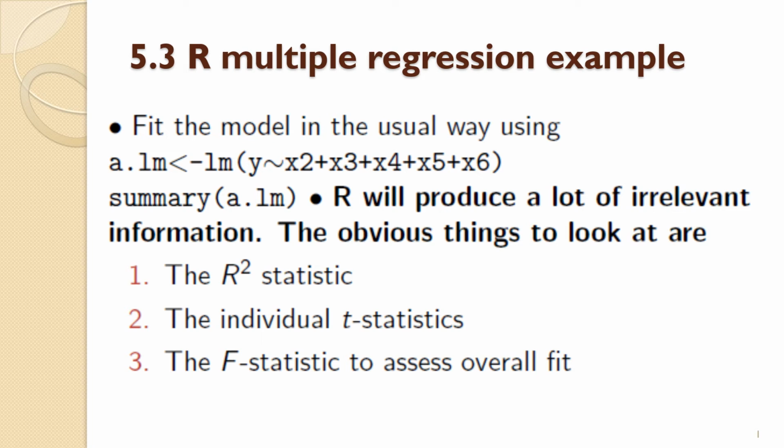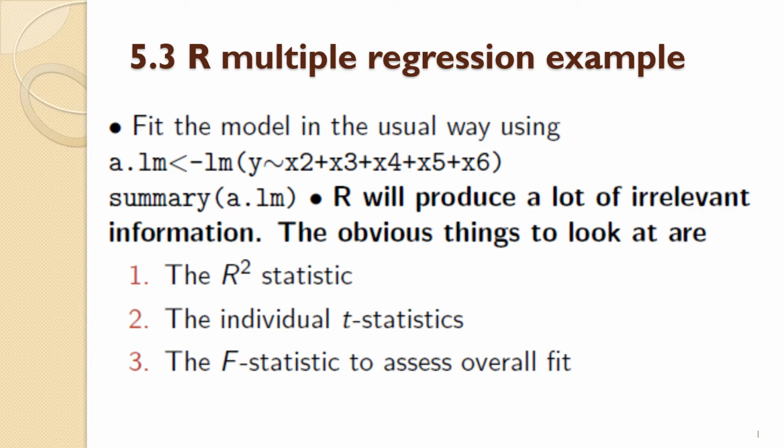So for this multiple regression example then, the idea is you fit the model in the usual way. What you have in the first line is y is related to the set of x variables, and the x variables are separated by a plus sign. And again, whenever you think about using R and how it works, think R for robot. So you run the command, in this case a.lm goes to the linear model, and then you need the summary command to actually show you the results.